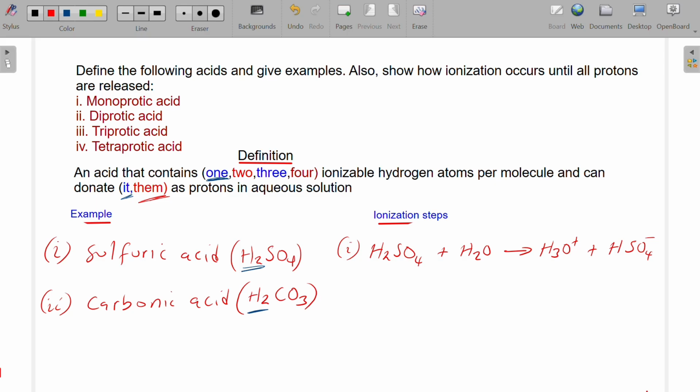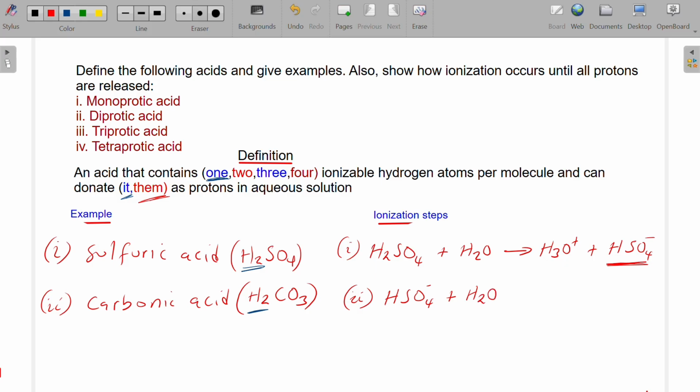Yes, so we'll have a minus charge there. This is the first one. Then the second one, remember on the product here, we still have a hydrogen. So we want to show the ionization until all the hydrogens are used. So we're going to get this part here and put it in water again. So we're going to have HSO₄⁻. We are putting that in water.